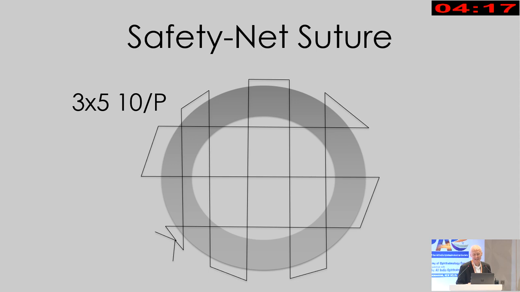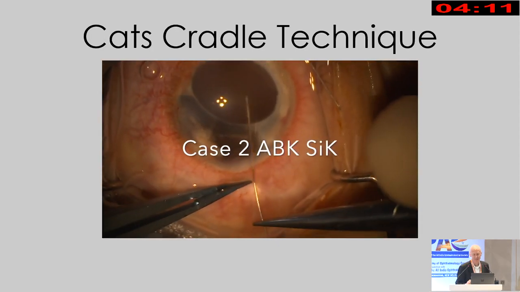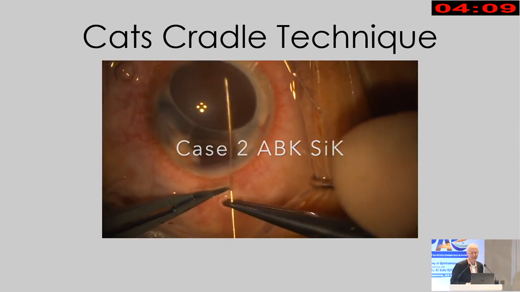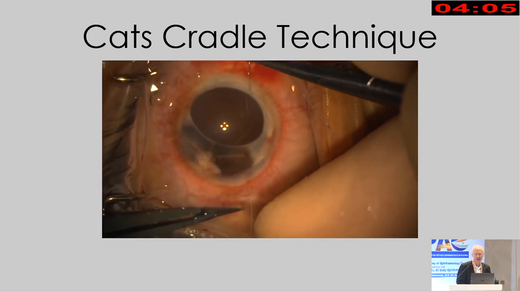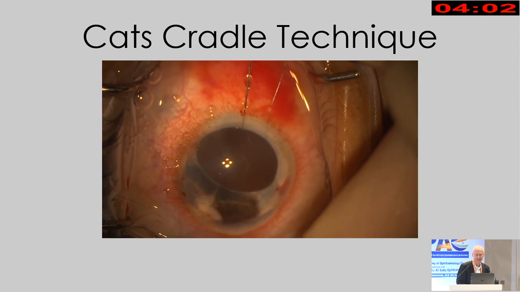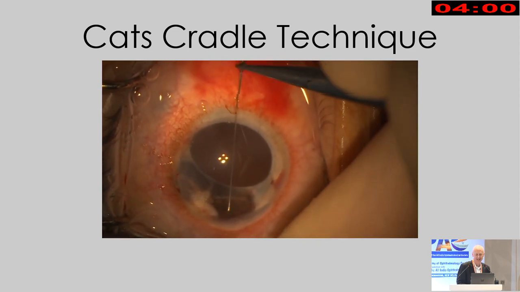The main thing to say about that is it has to be an odd number of passes backwards and forwards across the anterior chamber to create this safety net. Otherwise, you don't finish up where you started. And that's with a straight Prolene there, back and forth, an odd number of passes in both directions, and then you should finish where you started.